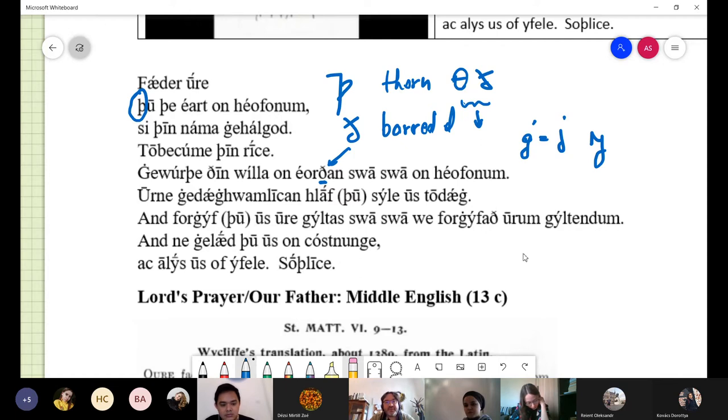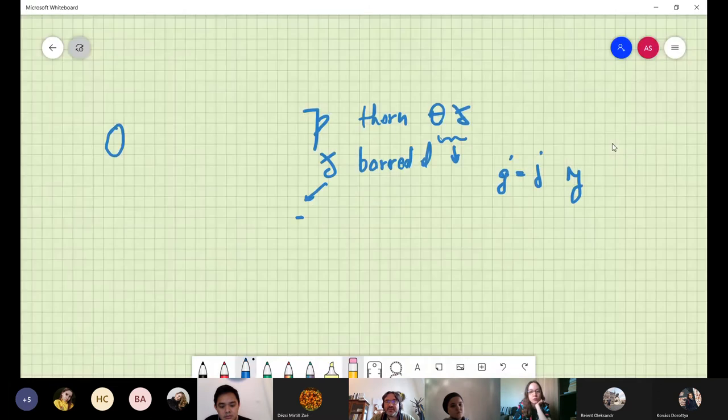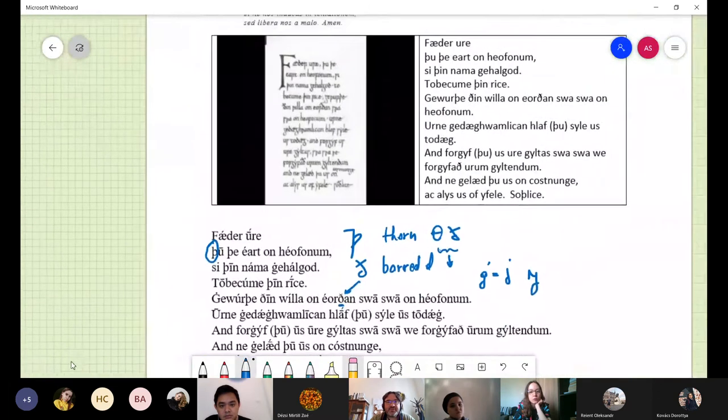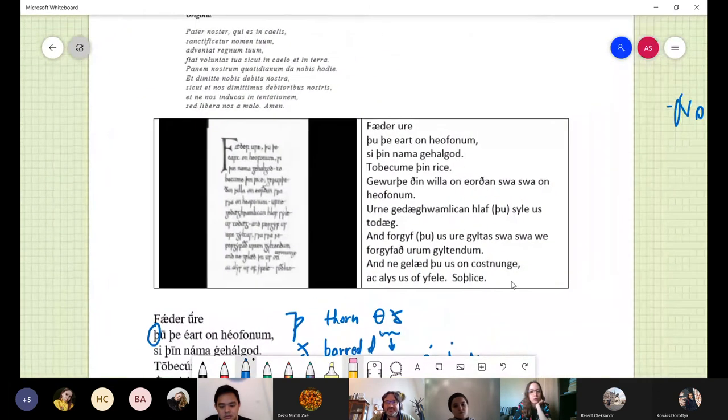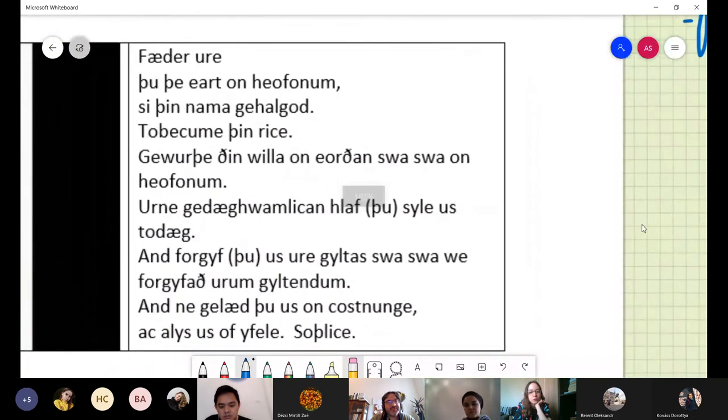Good. Now, if you disregard all of these secondary editorial marks that they actually gave you, the original text is like this. See? So it looks like this. There are no stresses. There are no length marks. There are no dots on the G's.